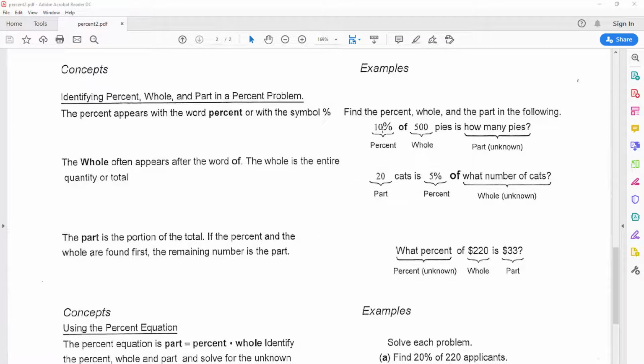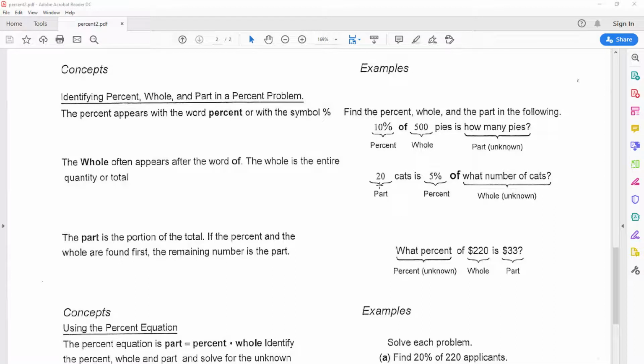Here are some examples. Identify percent, whole, and the part in the following. So you can see the percent has the percent sign there. The part that comes after "of" is the whole. So if they're known, then whatever is left is the part, which is unknown in this case.